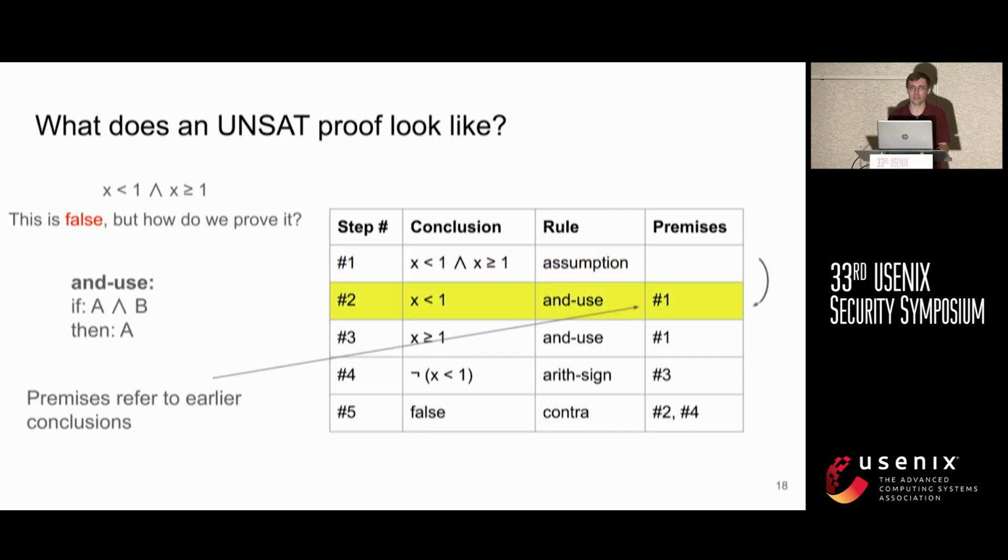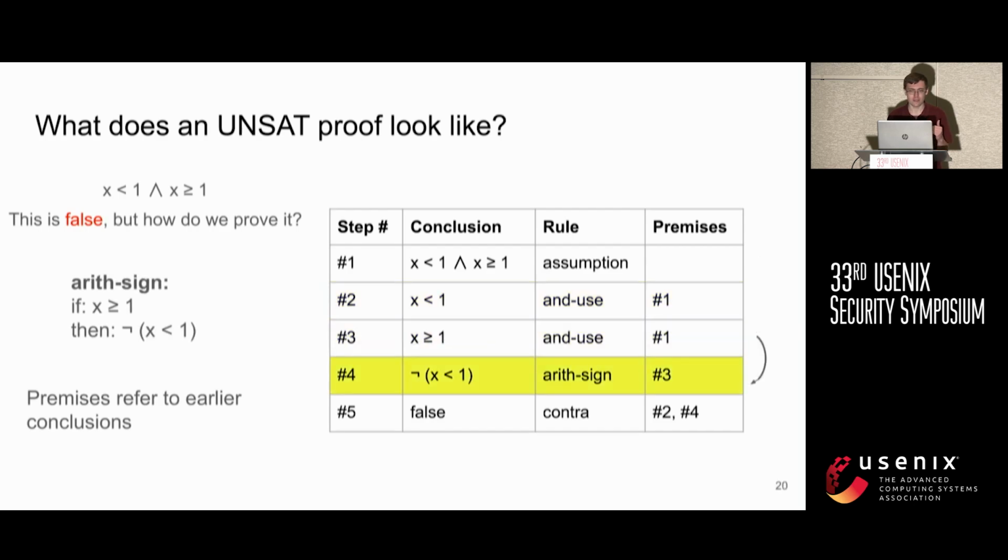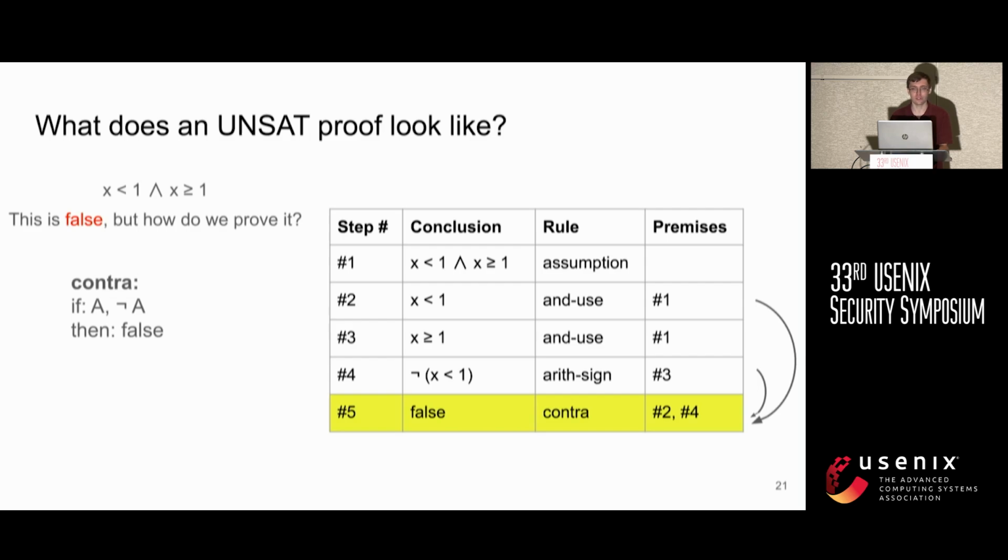Going through this, we have a number of rules we might use. For example, something like saying, if I know A and B, then I know A on its own. Just a way of manipulating Boolean statements. And of course, because I had to show I knew A and B, I have to list that as a premise. I can use that again. I can use a rule such as arith sign for manipulating arithmetic inequality. So if I know x is greater than or equal to 1, then it is not the case that x is less than 1. Just flip the sign. Then I might have a rule like contradiction. If I know A and I know not A, that's a contradiction. So I have false. This would then end our proof.